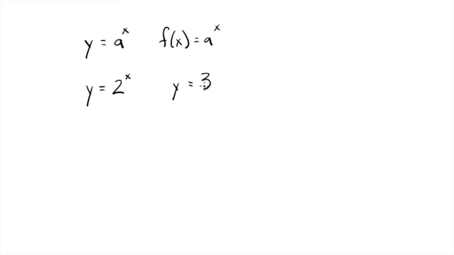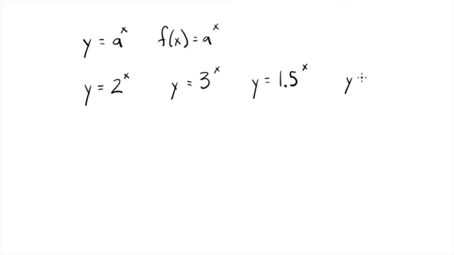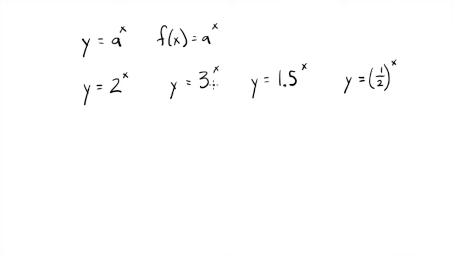So today we're going to be looking at different functions with this formula, where y equals base 2 to the x power, y equals base 3 to the x power. Also, we could look at what happens when y is equal to 1.5 to the x power, and also what happens when a is less than 1, y equals (1/2) to the x power. For all of these graphs, we have to use a value of a that is greater than 0.